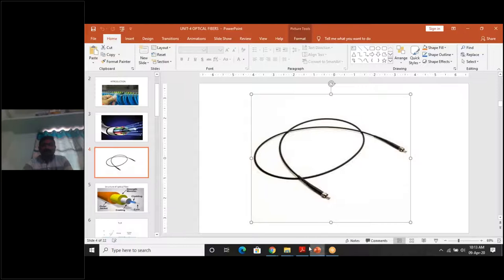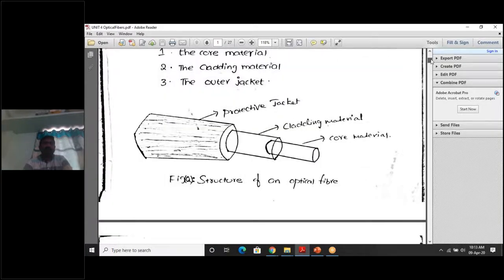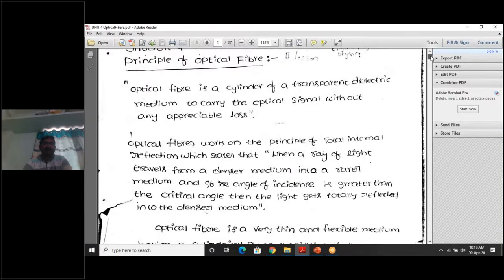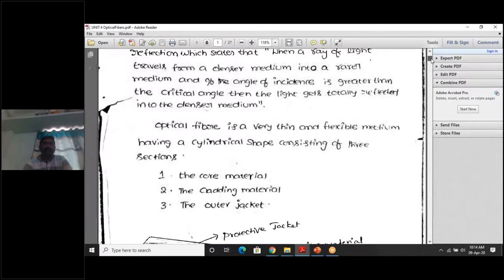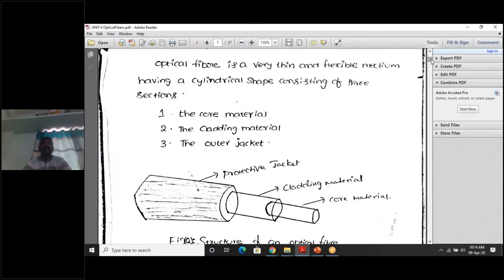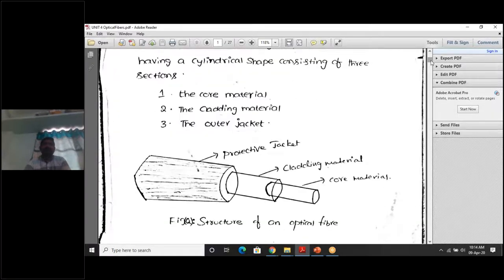So the next topic is, what is the principle behind the working of optical fiber? Optical fiber works on the principle of total internal reflection, which you already know from class 12. But before that, let me explain the structure of optical fiber.